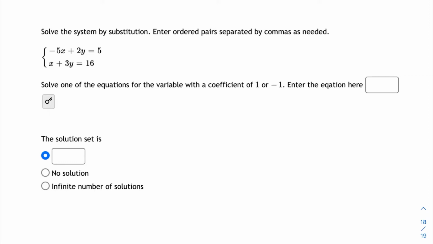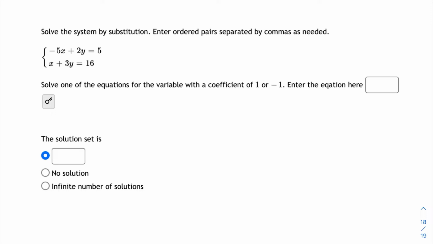Solve this system by substitution. The first thing I'm asked to do is solve one of the equations for one of the variables with a coefficient of either 1 or -1. When I looked, the coefficient of x here is -5, the coefficient of y here is 2, the coefficient of y here is 3, and the coefficient of x here is 1.